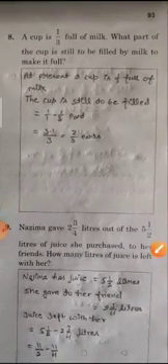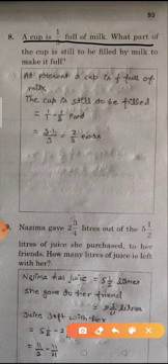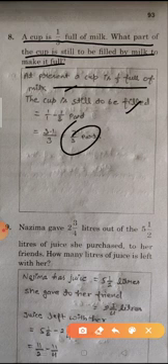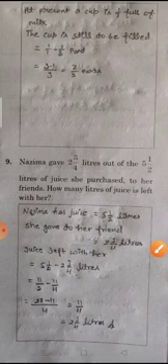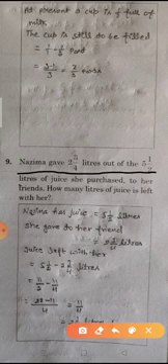Question number 8. A cup is 1/3 full of milk. What part of the cup is still to be filled with milk to make it full? At present the cup is 1/3 full of milk. The part still to be filled is 1 minus 1/3. So 3 minus 1 is equal to 2/3 part. That is the answer.